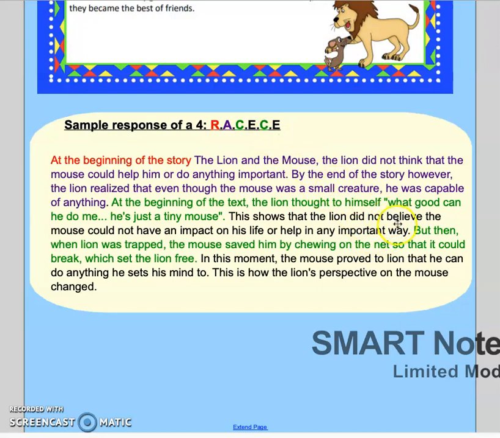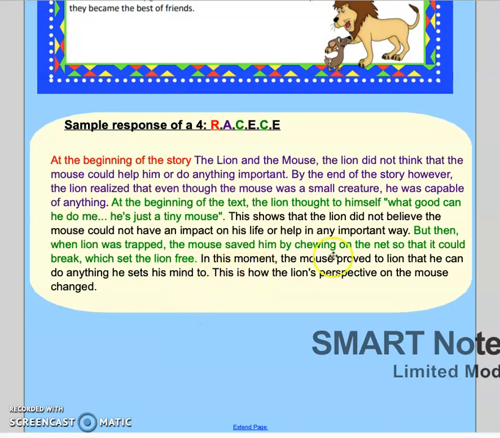C, green. So I have a detail, my explanation, and now I'll do another detail in green and another explanation in black. But then, when Lion was trapped, the mouse saved him by chewing on the net so that it could break, which set the lion free. There's my detail. See, your details don't have to be quotations. They just have to be details from the text.